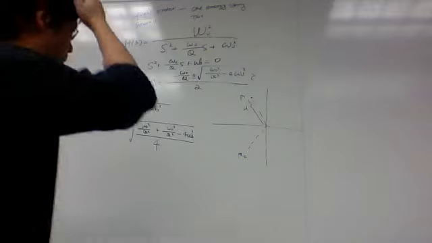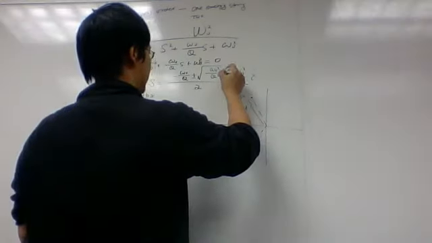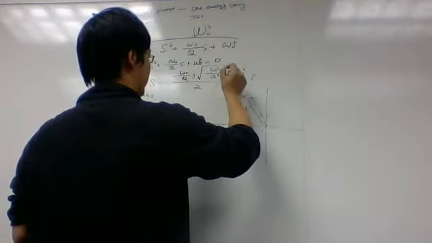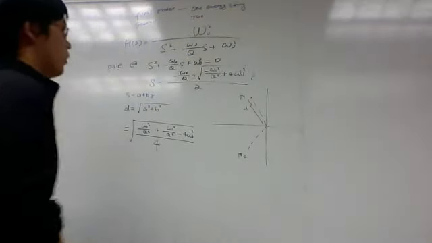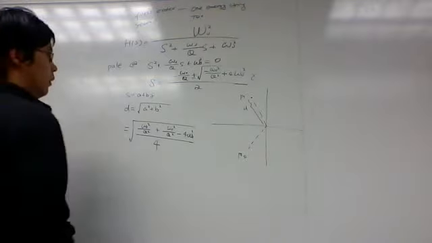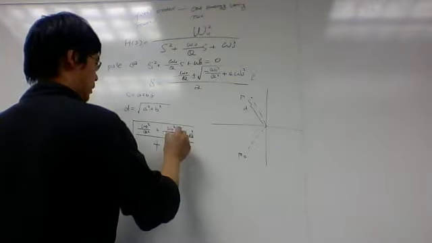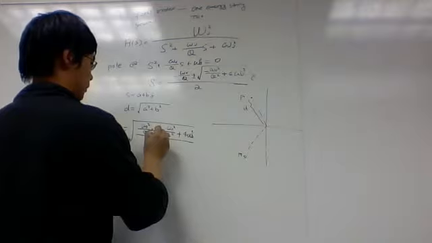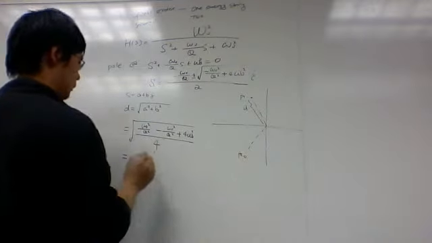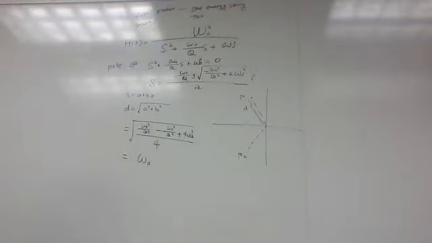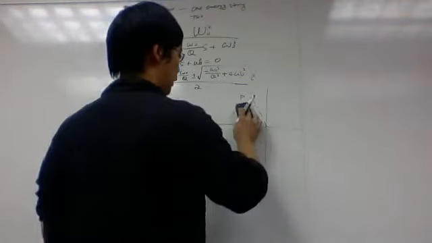Oh, sorry, because this one is a negative number, it has to be this way, right? So that will be this minus this, okay? So that will be omega 0.